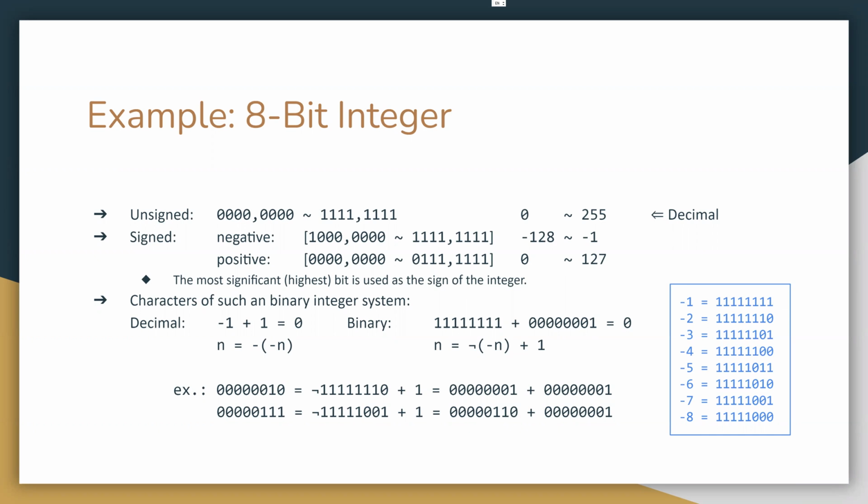If we want to do a negation, flip all the bits and then plus 1. This would be 1 plus 1. You'll get 2. I'm trying to demonstrate that this is the conversion there, the formula for conversion there.